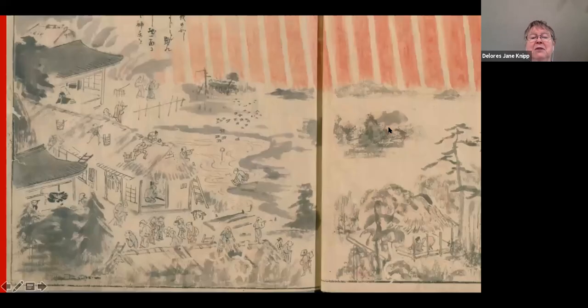And I want to just blow this up so that you can see this artist captured these probably peasants from the countryside. And I tried to understand what they were doing because they seemed to be up at night. This was recorded at midnight.